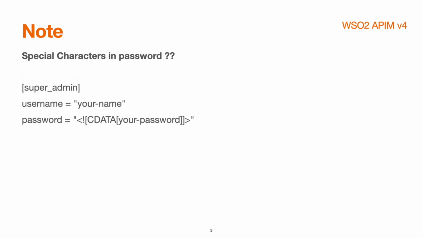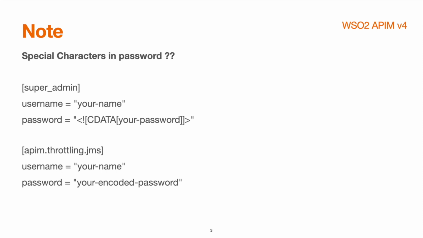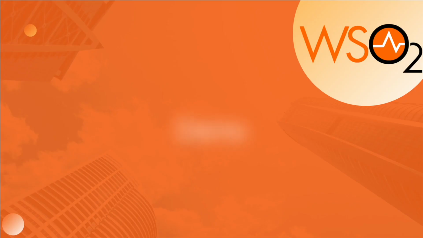There is an important note for the password policies. If we are planning to use a password with a special character, WSO2 API Manager has a provision for that. If you are using a password with a special character, you have to use this configuration in your deployment.toml file, that is CDATA. And for throttling JMS, you have to use your encoded password. So let's begin the demo and see how this can be achieved.